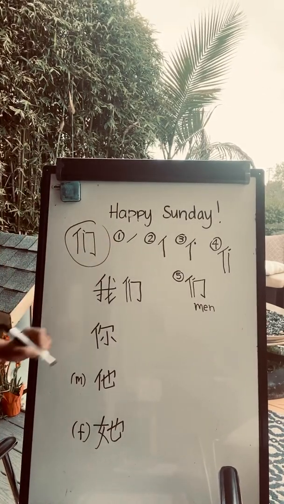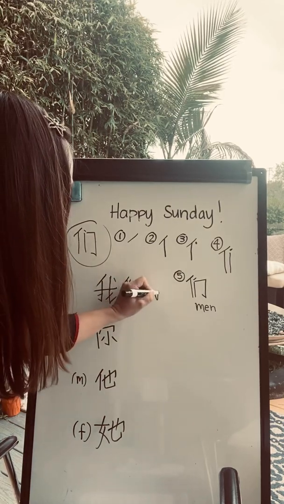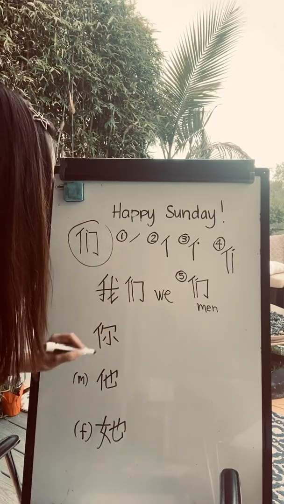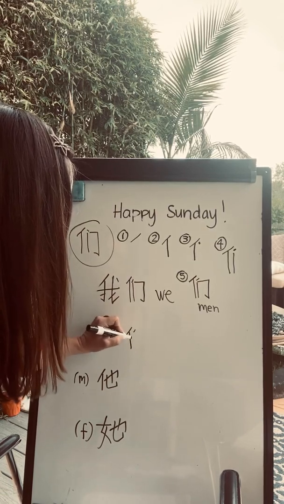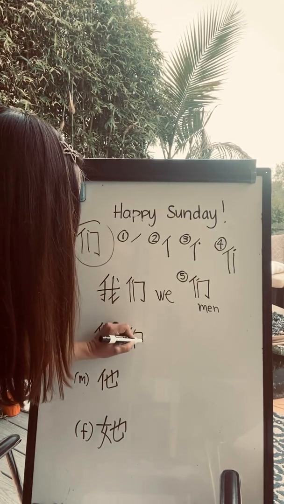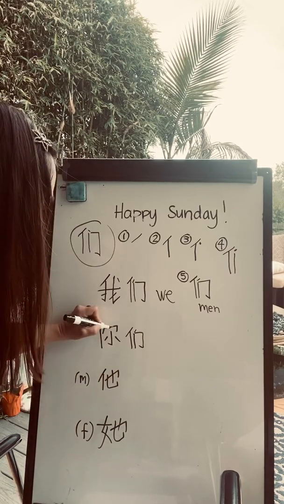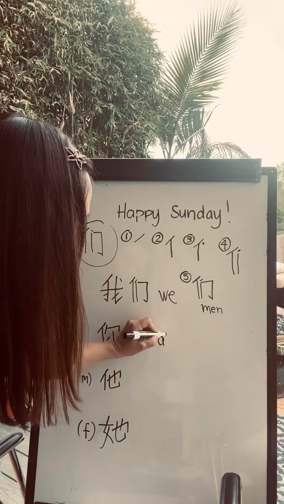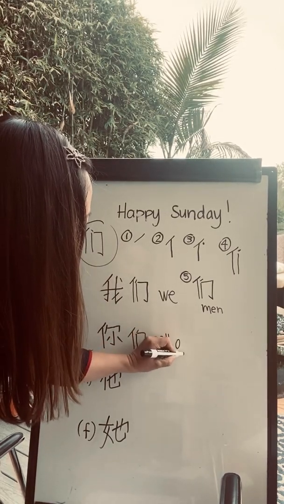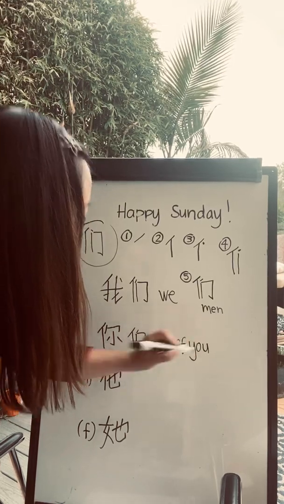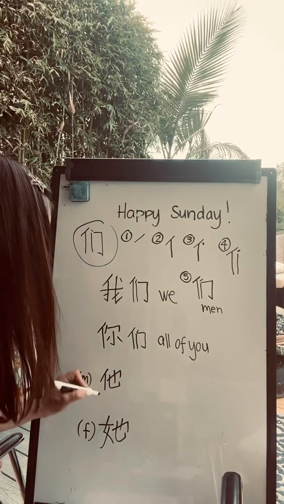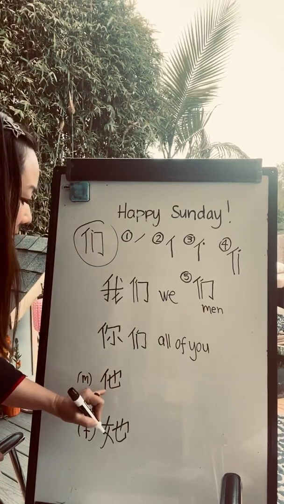Okay, that's wǒmen. That makes we. And then here is 你们. 你们 is all of you. 他们 is they.